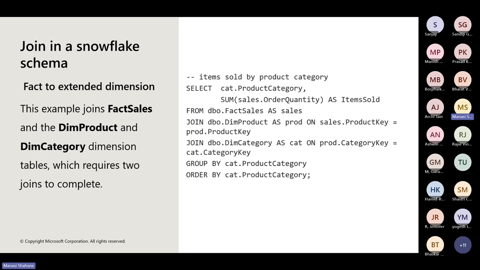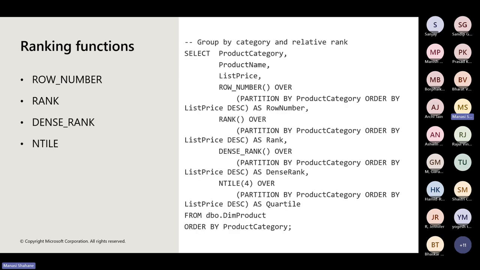You can create a snowflake. You can join tables. You can normalize tables. You can also use ranking functions, which are part of the window functions in the T-SQL language. So you can definitely use this as well. These are the ways in which you can query your data warehouse in Microsoft Fabric.